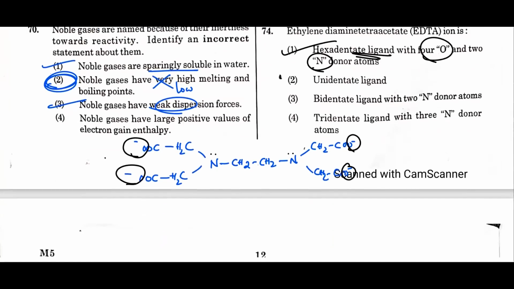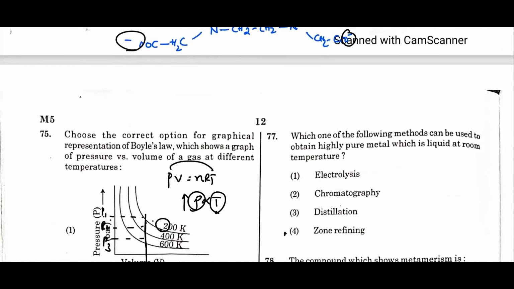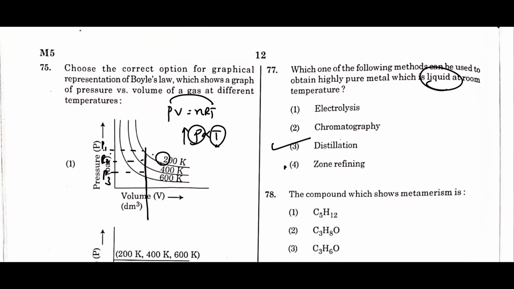Coming to question number 77, which of the following methods can be used to obtain highly pure metal, which is a liquid at room temperature? This is a hint. Only one metal is a liquid at room temperature, that is mercury. We can obtain mercury in a pure state by using a purification method called distillation.